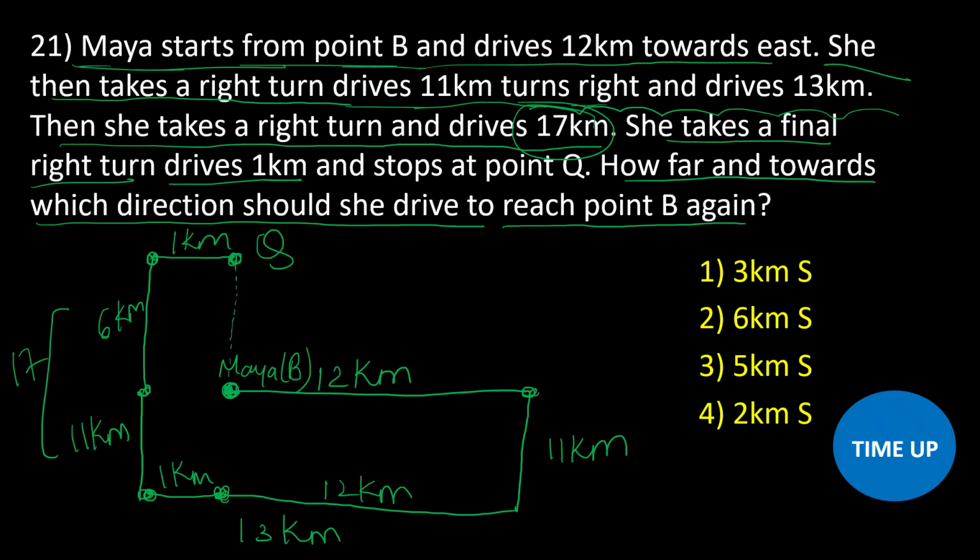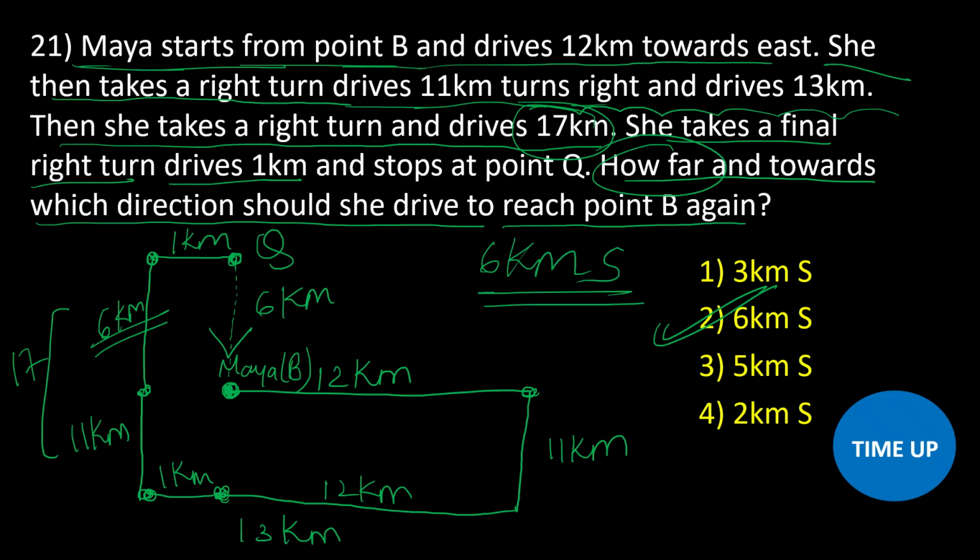This is south direction. So you can't eliminate the option because everything is south here. So how much distance should she cover? That is, the distance is asked. So obviously if this is 6, this is also 6 kilometer. So 6 kilometer south will be your answer.